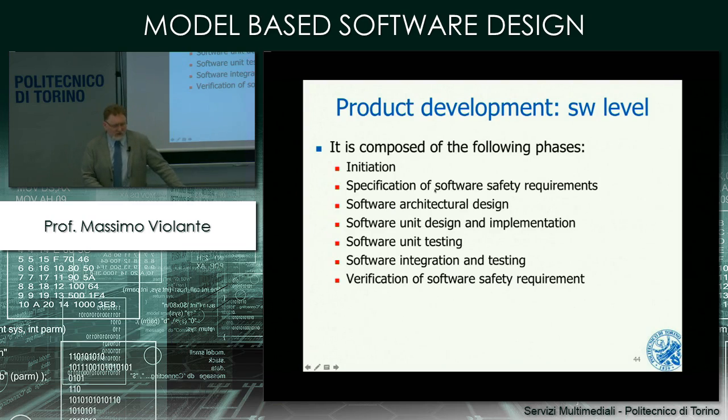Then later on, you can be involved in the software unit design and eventually software architecture design when you have a better experience on the job. As you can see from this description, the design process is again top-down. You design the architecture, you decompose the architecture in components, you implement each component, you test each component, then you assemble them, you test the assembly of the components, and then you verify whether you meet the software safety requirements.